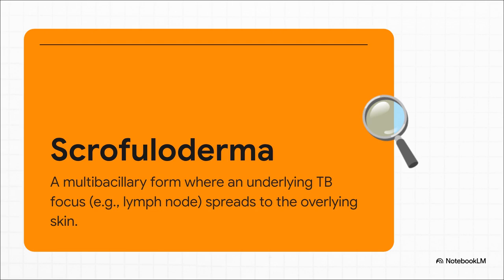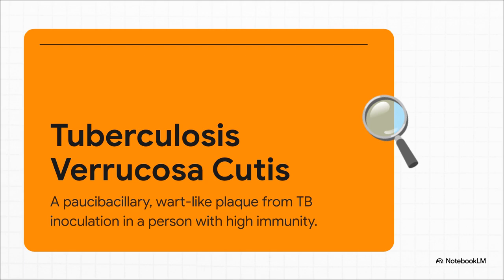You've got an underlying focus, a lymph node, maybe a bone, that is so packed with bacteria that it literally breaks down and fistulizes right to the skin. This is a classic multibacillary presentation, a super clear indication of a weaker immune response that just can't control the infection at its source. And in complete contrast, you have TVC.